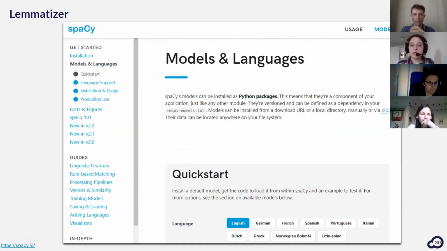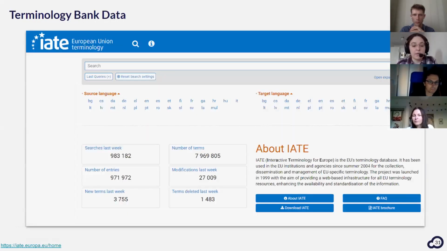I already mentioned earlier about the lemmatizer that somebody asked me. We use spaCy and their German and English lemmatizers. And then in terms of the data, there's this really great European Union terminology data set in all of these different languages. So it's like a massively multilingual term bank. This is the one that we used for our German to English terms.